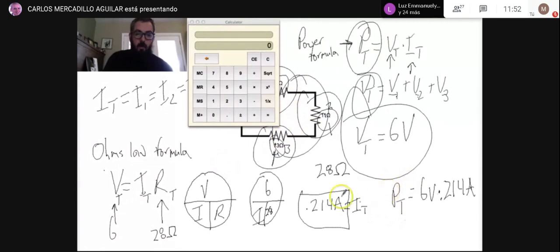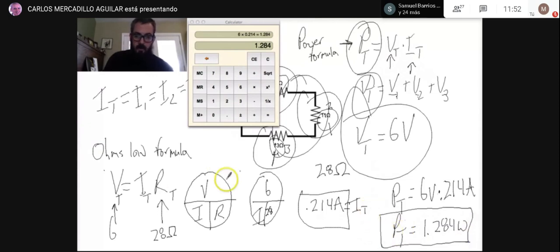This is power total. And that's why we're using voltage total and current total. Okay? So let's say 6 times 0.214. That's going to give us power total of 1.284 watts. Okay? That's going to be my final answer for the power total of a series circuit, right?